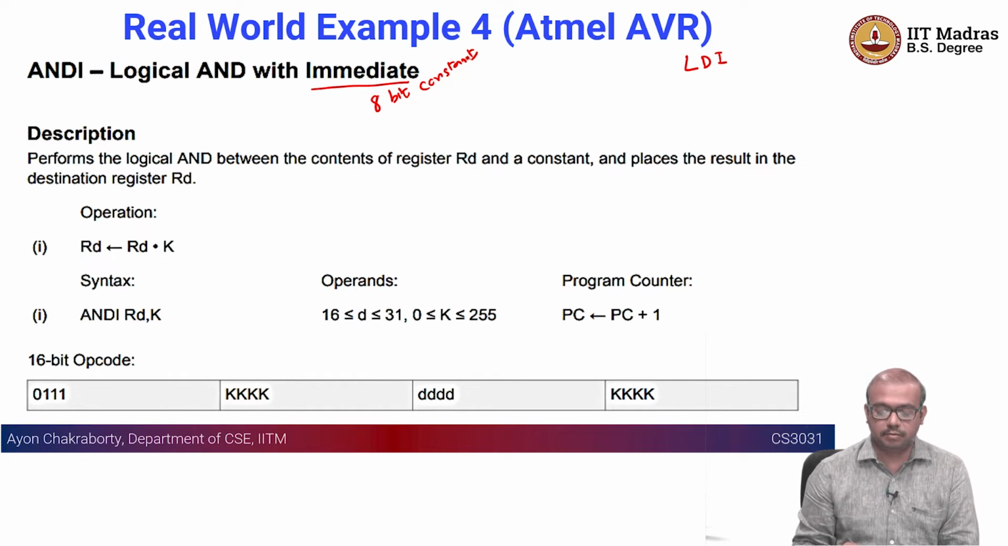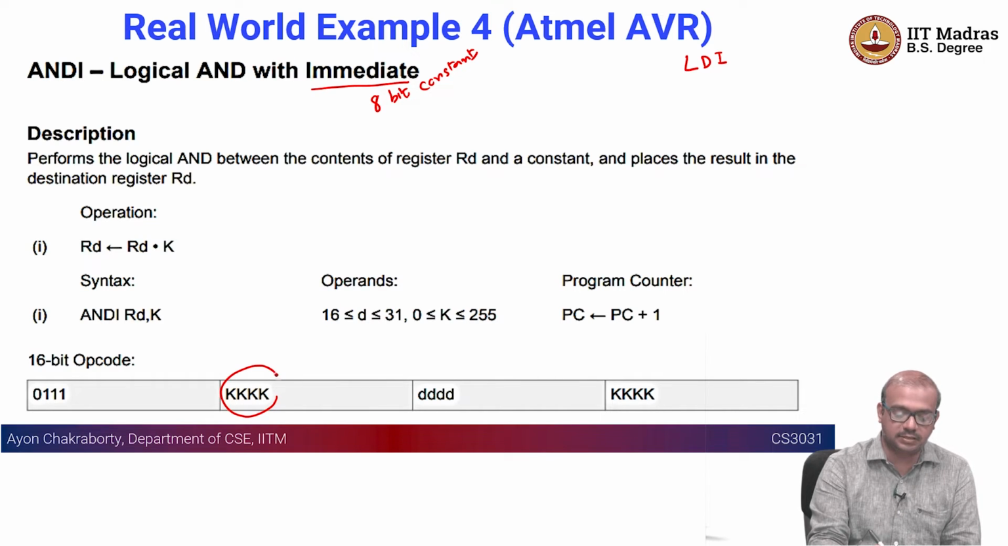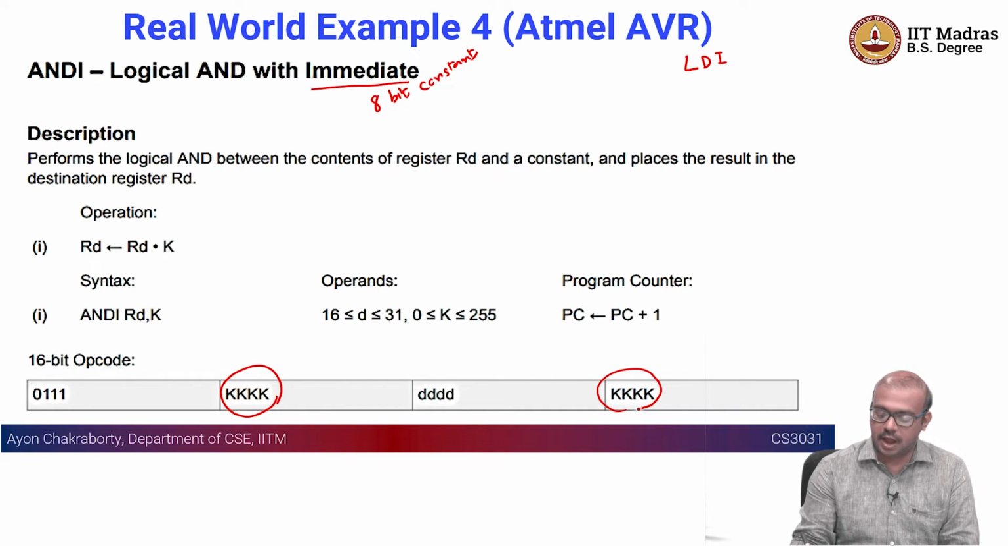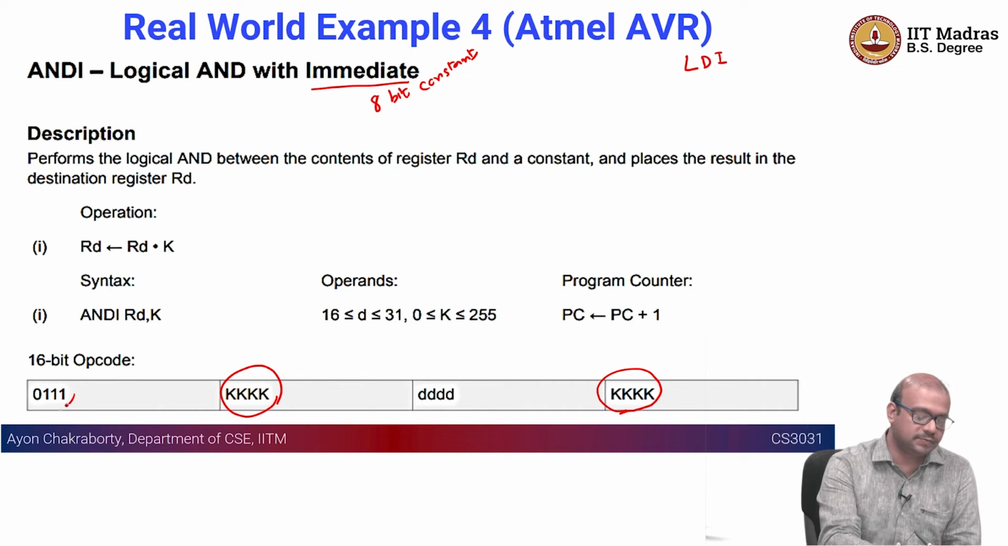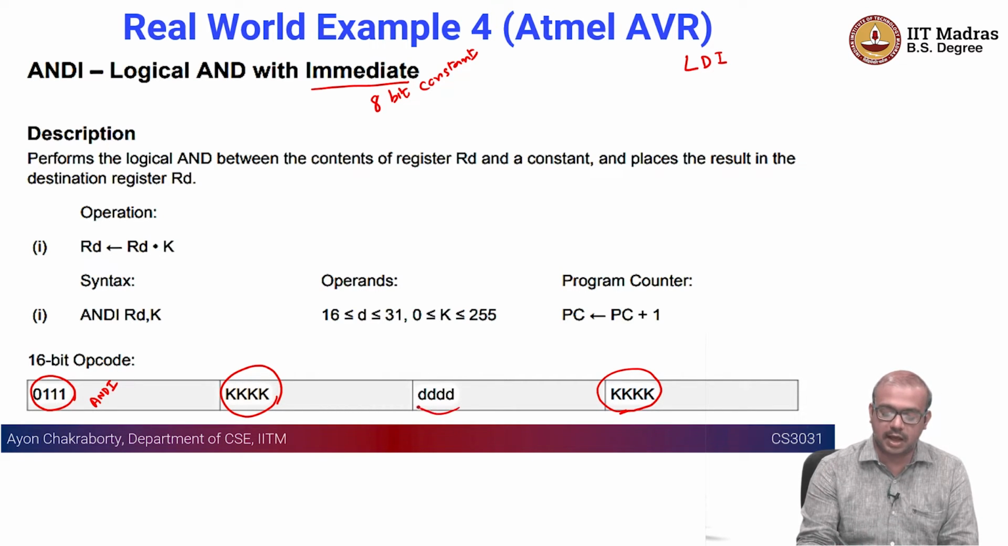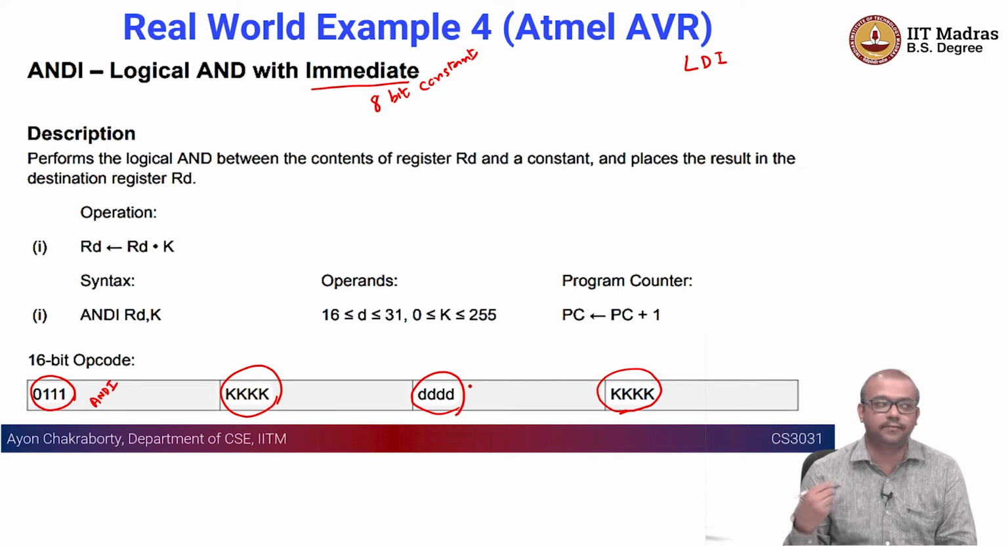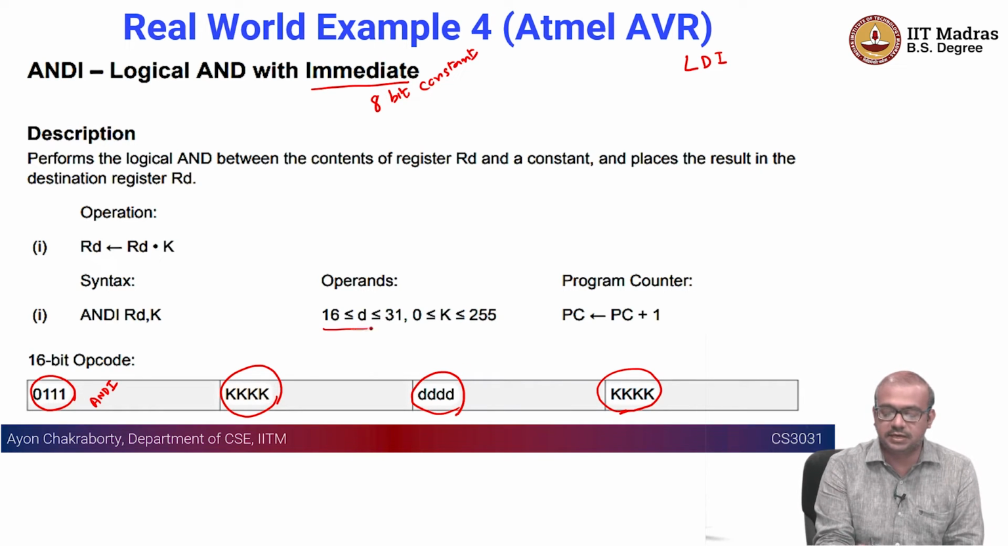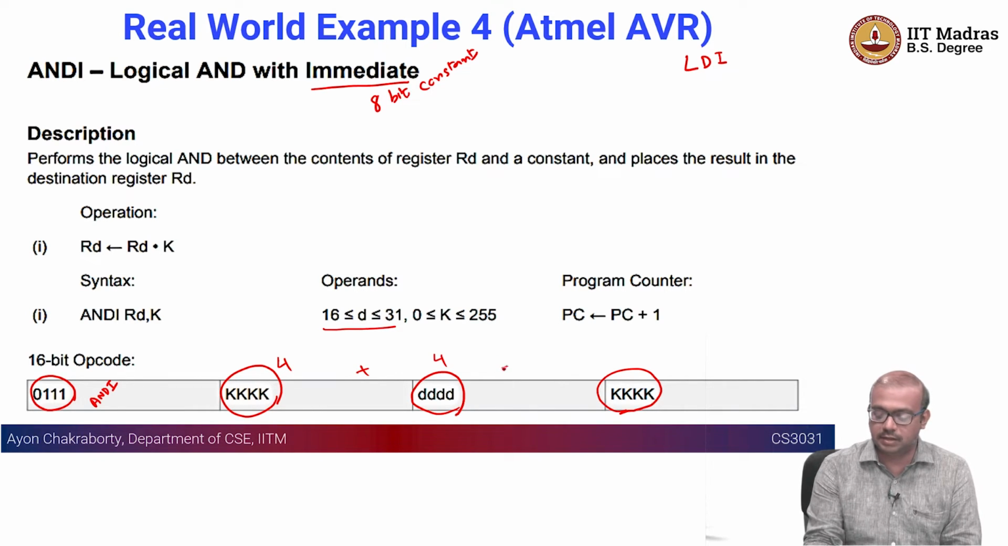Okay, so same thing, right? These 8 bits are gone, and because 8 bits are gone here, and probably these 4 bits are required to identify the ANDI operation, you have the flexibility of addressing only 16 CPU registers by using 4 bits. That's why it is 16 to 31. So 4 plus 4 plus 4 plus 4, 16 bits.